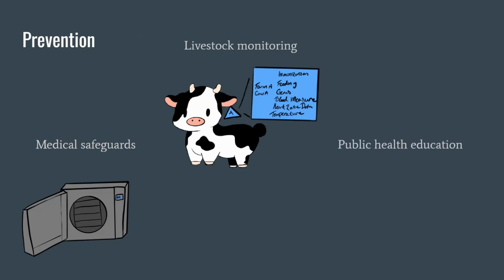A final strategy is public health education. This helps to raise awareness about prion risks. It helps minimize exposure by advising against consuming high-risk animal parts such as brain and spinal tissue.